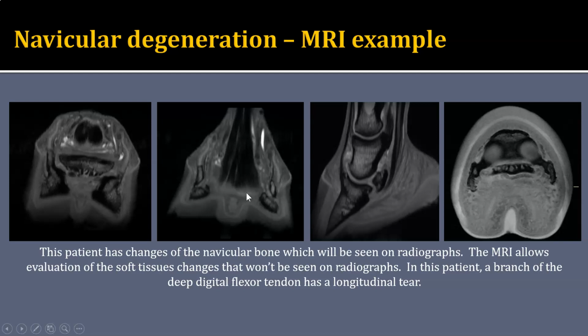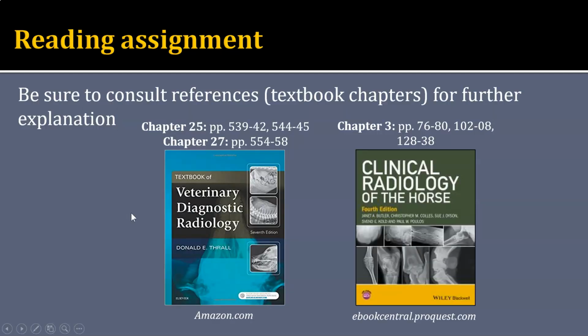But one of the important abnormalities of the soft tissues this patient has is when we image at the level of the deep digital flexor tendon, this branch over here has a linear tear that is extending proximally. And then this is our deep digital flexor tendon that has increased brightness, which is not normal. And that's kind of edema and different soft tissue changes that are going along with that tear.